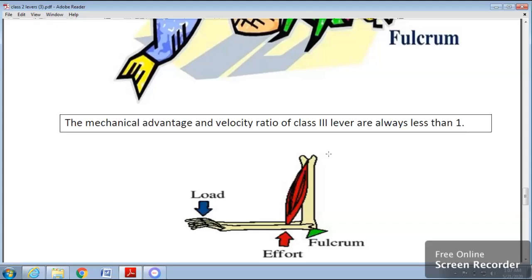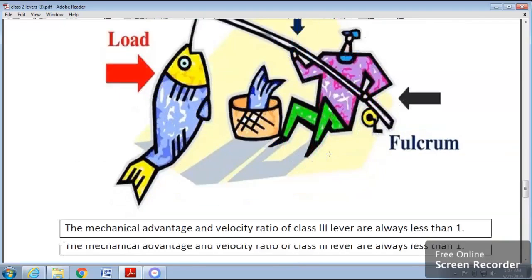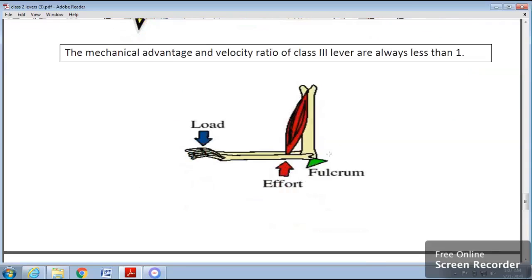The examples of class 3 levers: sugar tongs, knife, a spade used to lift coal, and fishing rod, as you can see here also. These all are the examples of class 3 levers. Raising a load by a forearm also is an example. Here we have fulcrum at one end, load at the other end, and effort is somewhere in between the fulcrum and the load.